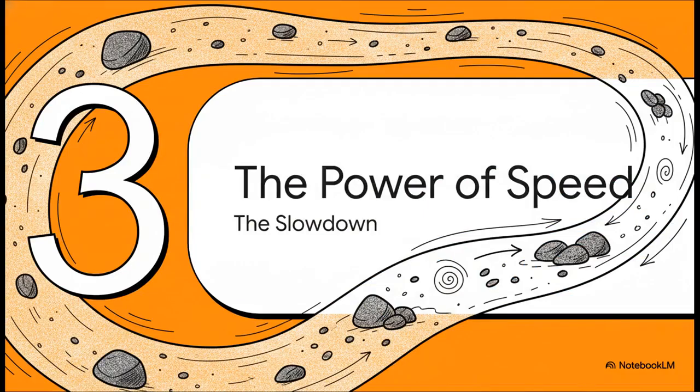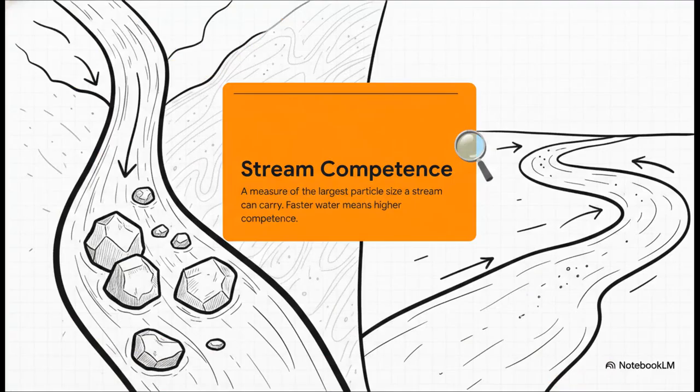Okay, so the river's picked up all this material, floaters, bouncers, rollers, but how does it decide what to keep carrying and what to drop? I mean, it can't carry everything forever, right? It all boils down to one super simple but absolutely critical factor: speed. There's a great term for this. It's called stream competence. And really, it's just a fancy way of saying how powerful the river is. The faster the water's moving, the more energy it has, and the bigger the stuff it can lug around.